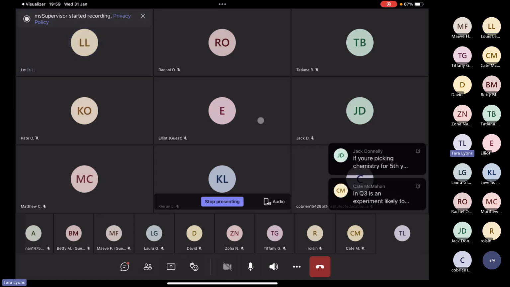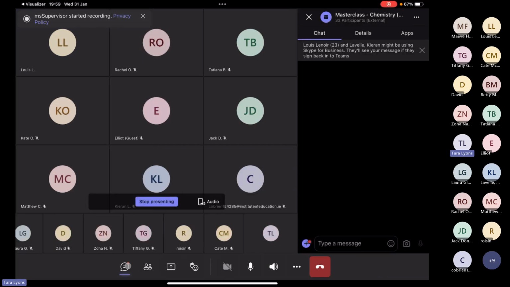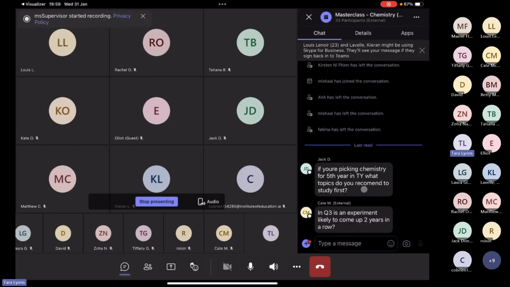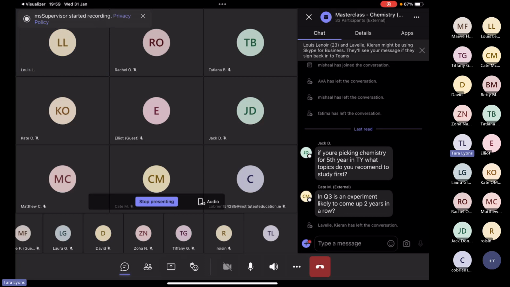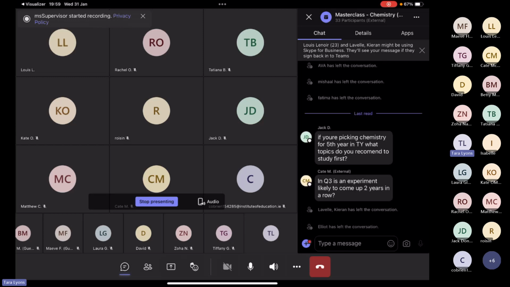So, Jack, let's just have a look here at the questions. If you're picking chemistry for fifth year in TY, what topics do you recommend to study first? Well, you'll start with the periodic table, Jack, because your periodic table is going to be the basis for all chemistry. So I always start on the periodic table. I start with what elements are metals, what elements are non-metals, writing formulas so that I can write equations. So atomic theory is the topic that you would start with, okay?